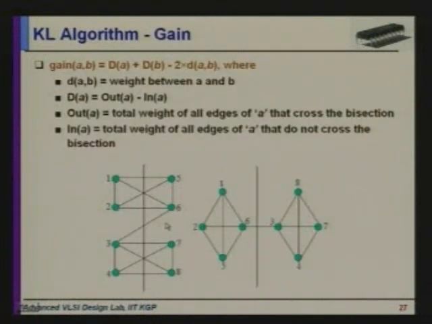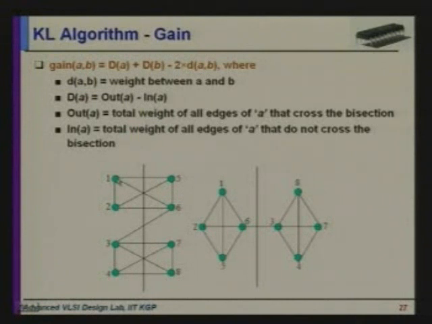Now I first define the gain, right? Gain is dA plus dB minus twice dAB, where dA is the number of edges that cross the partition, and in A, suppose dA is out A minus in A, where out A is the number of edges that cross the partition and in A is the number of edges within the partition itself, right.